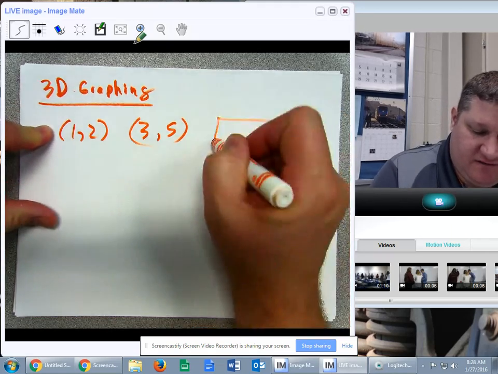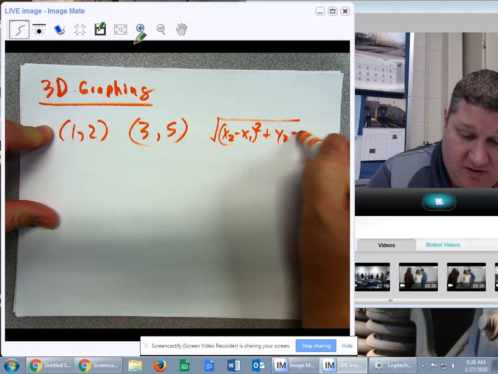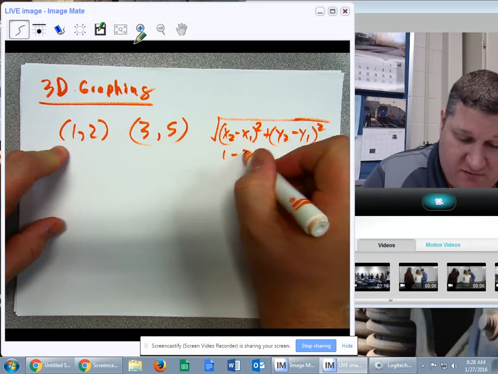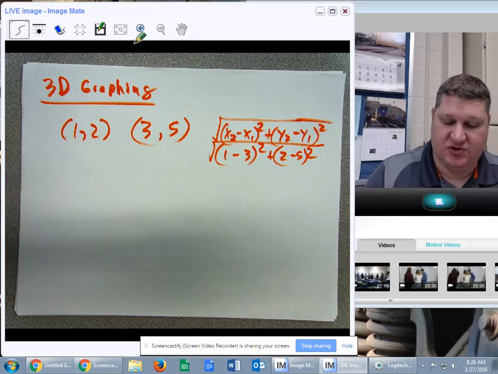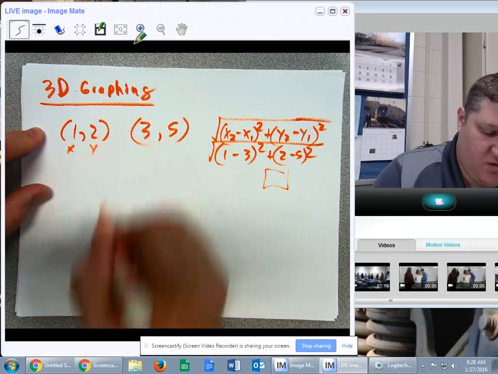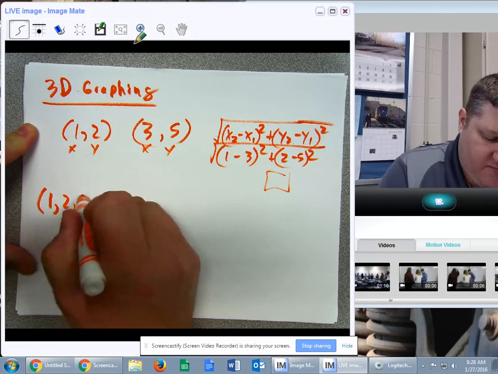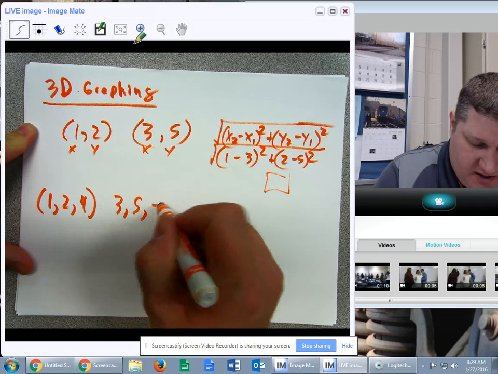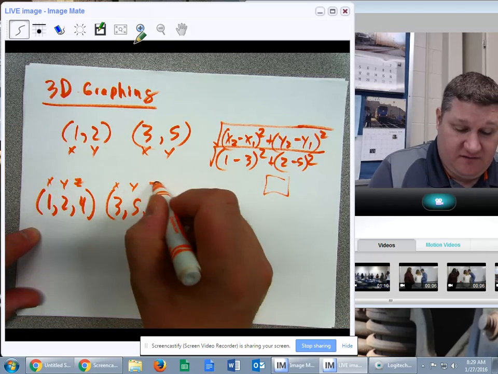We would find the distance by saying x2 minus x1 quantity squared plus y2 minus y1 quantity squared. We would say 1 minus 3, the quantity squared, plus 2 minus 5, the quantity squared, square root. That's what you would do, and you would come up with an answer. But in 3 dimensions, instead of just x and y, you're going to end up with (1, 2, 4) and (3, 5, -1). And now we have x, y, z, x, y, z.